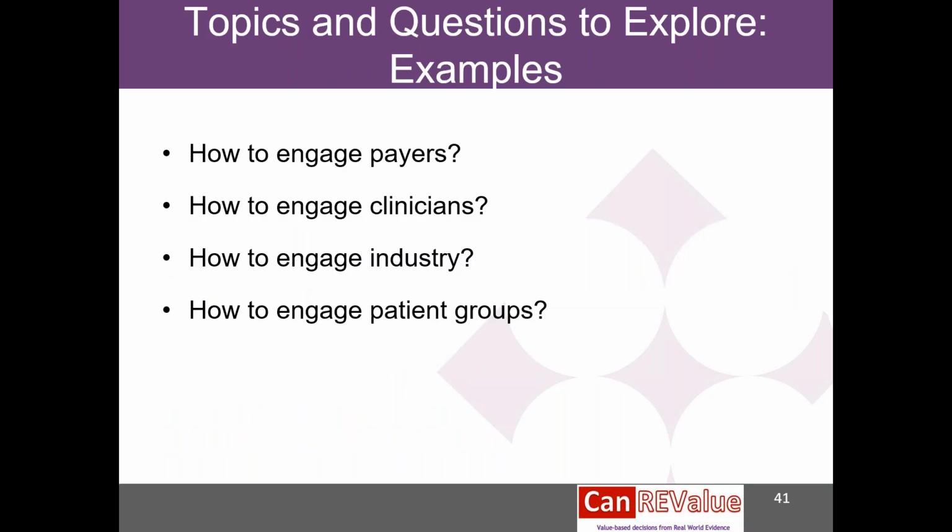Some of the topics that this group will be looking at is how do we effectively engage payers, clinicians, industries, patients, and patient groups so that we can get all the input and feedback to improve the framework further, iteratively over time.